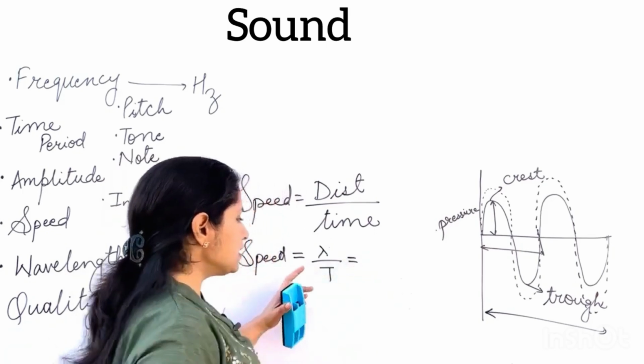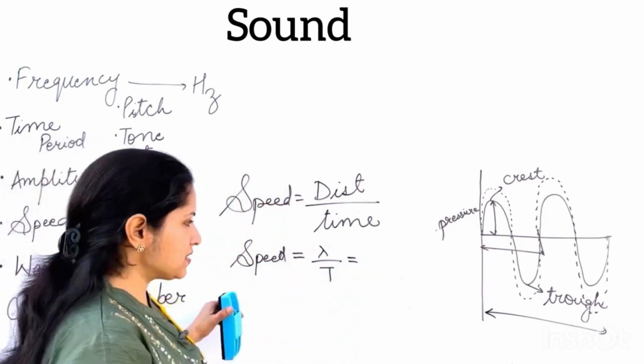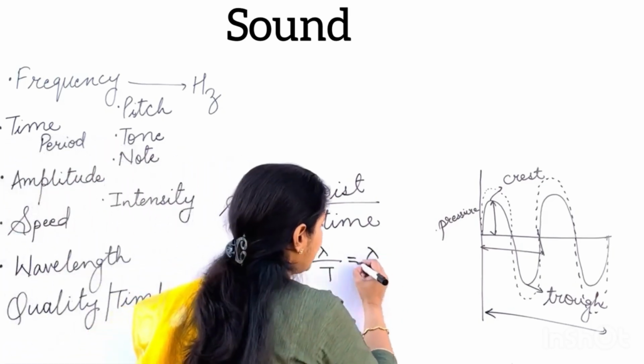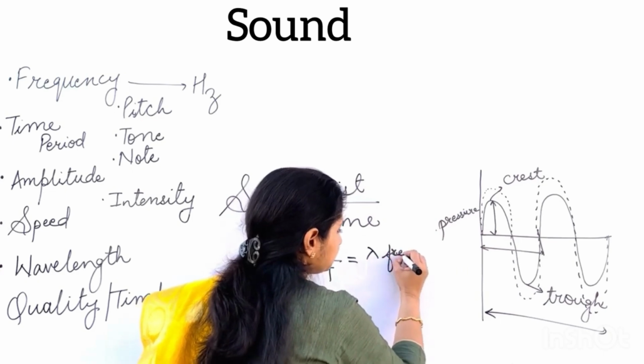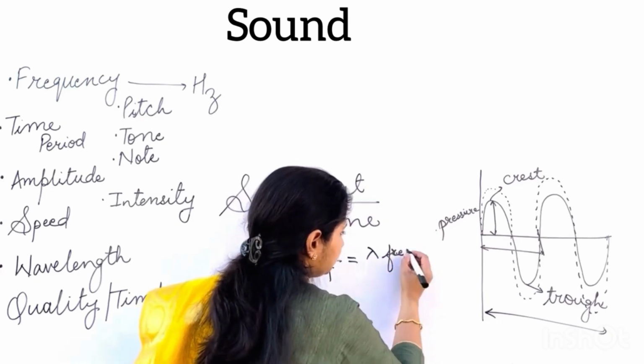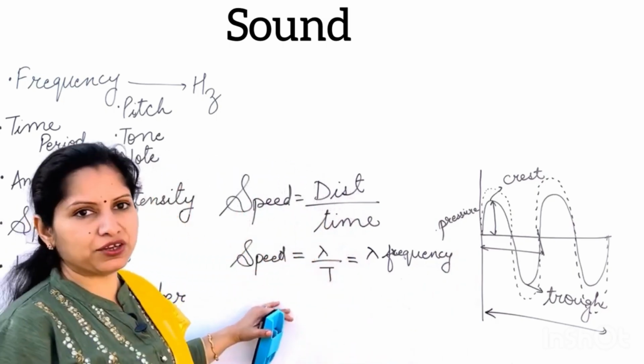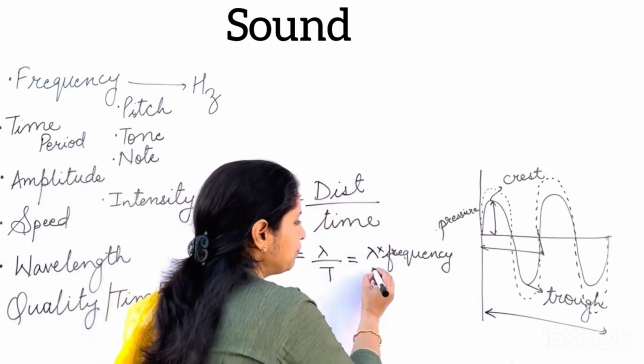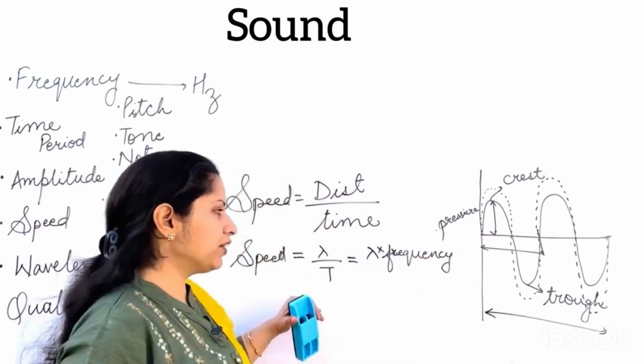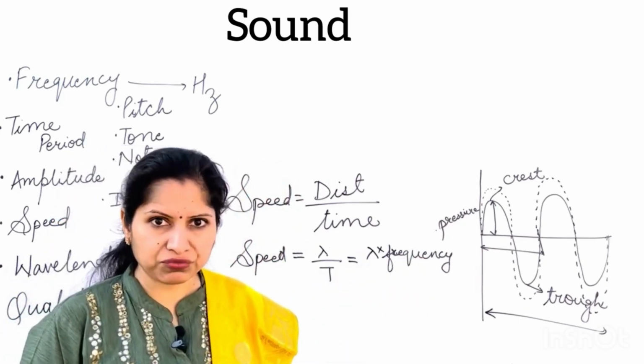Now 1 divided by time period is frequency. So wavelength multiplied by frequency will give you the speed of sound. Wavelength multiplied by the frequency of the sound wave will give you the speed of that sound wave.